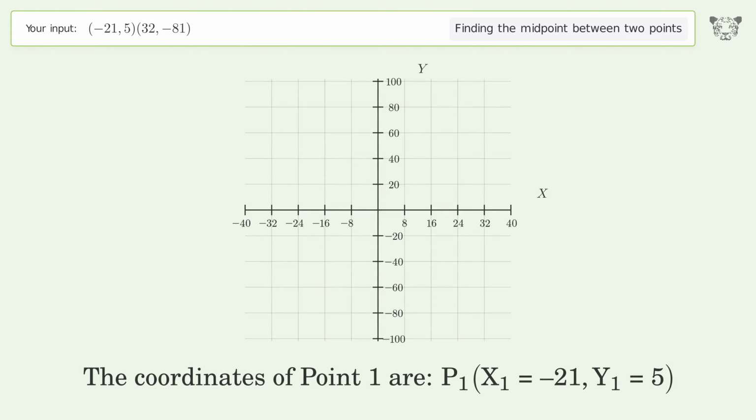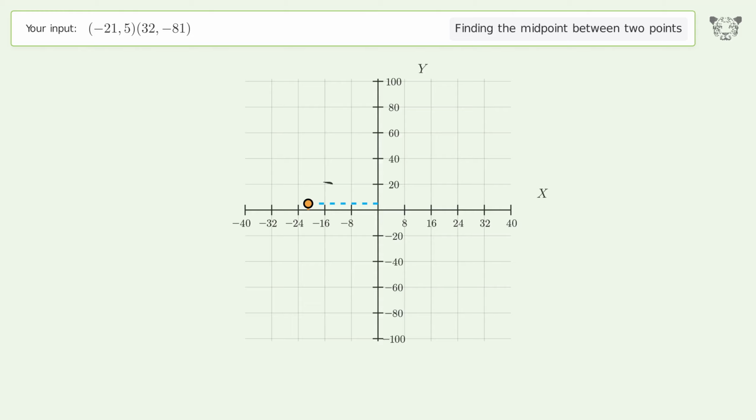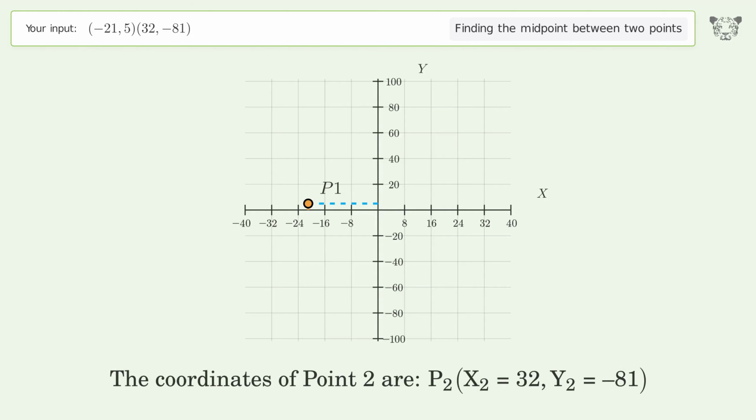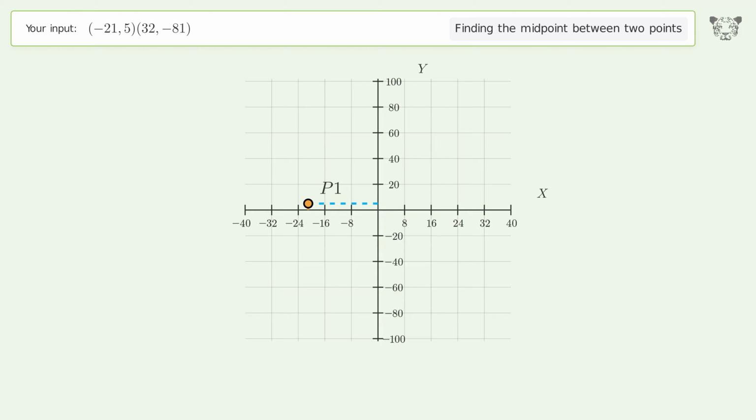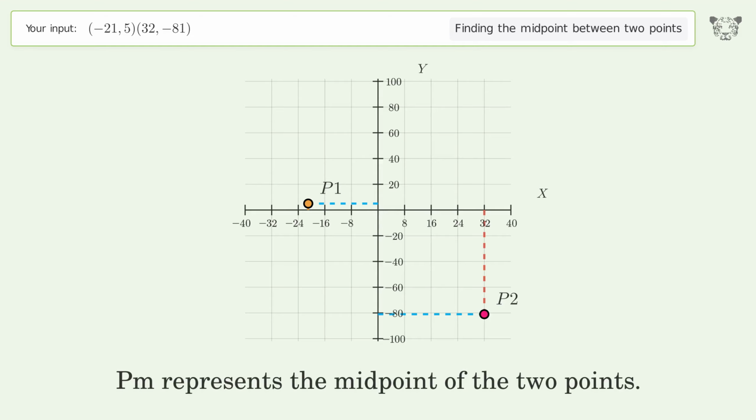The coordinates of point 1 are, x1 equals -21, y1 equals 5. The coordinates of point 2 are, x2 equals 32, y2 equals -81. PM represents the midpoint of the 2 points.